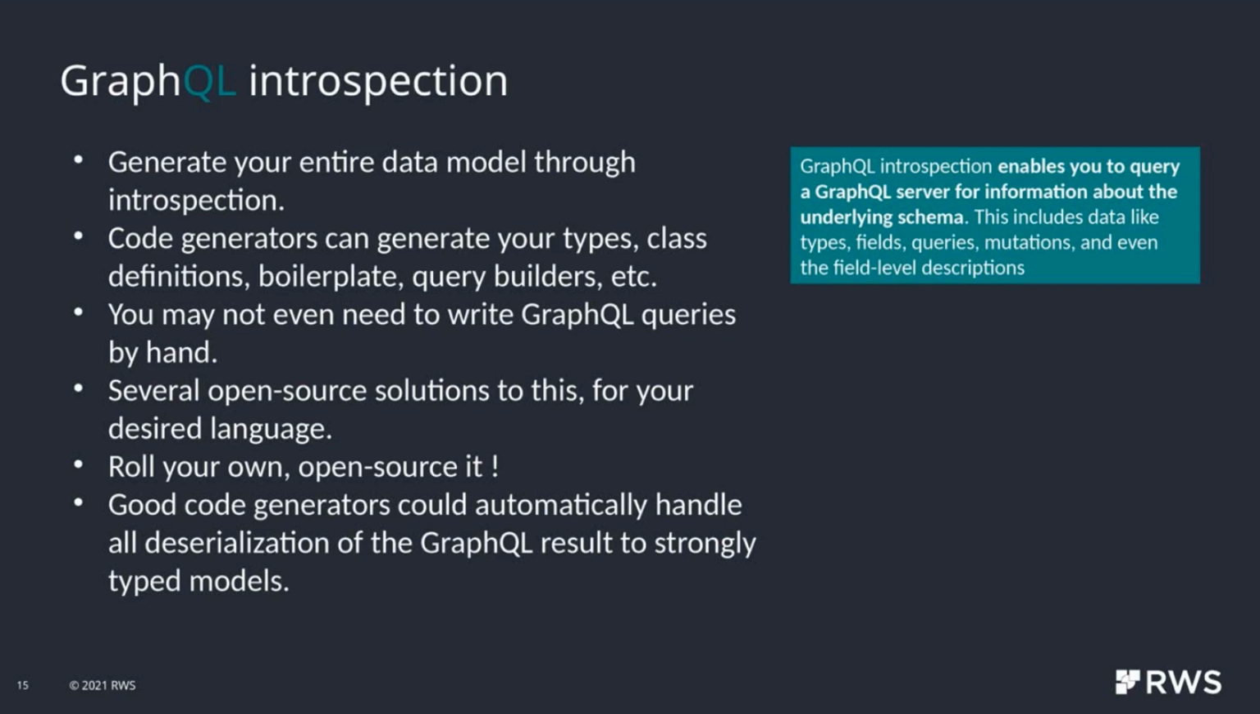Depending on what language you use, they're available for all manner of languages. But if you use C#, it could generate your class definitions, and if they're good code generators, it can generate the actual GraphQL query for requesting those components. So in theory, you don't actually need to write GraphQL by hand. You can just use whatever the code generator has generated. Maybe it generates a proxy. There's several open source solutions to this for your desired language. That's just a Google search away. Some are better than others. You can roll your own, of course, and open source it. That's always good. And a good code generator will automatically deserialize all the models for you, so you don't actually need to bother, and then you can just use strongly typed stuff in your web application, and away you go.